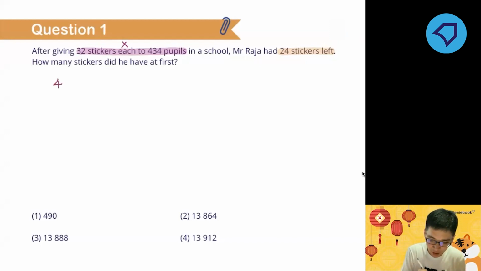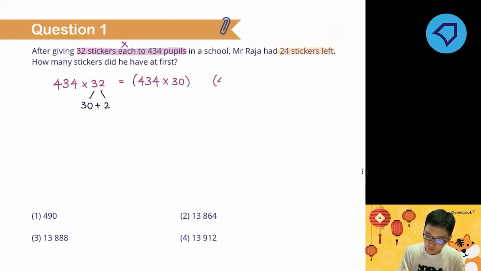So first step, 434 multiplied by 32. Now again, how do we perform the multiplication of a two-digit number? Remember just now in the recap question, what did we do? We split this into 30 and 2. So later on, you will try this out. You take 434 multiplied by 30, then also take 434 multiplied by 2. You add both together.